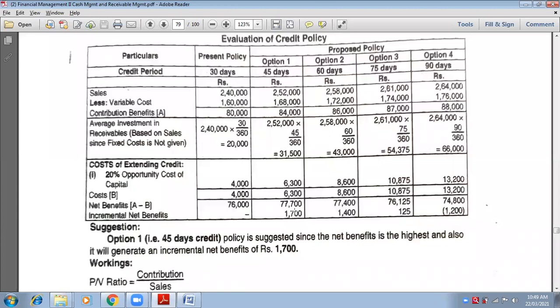Option number 1. Very good. Option number 1 means giving them 45 days of credit period. 45 days credit period should be given to the customers, so that your sales is increasing and profit is also increasing. On the other hand, customers are also happy because you give them 15 days extra. Instead of giving them just 30 days, you are now giving them 45 days. So customers are happy.